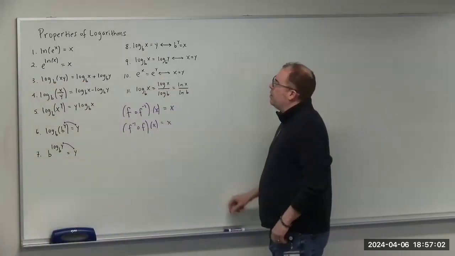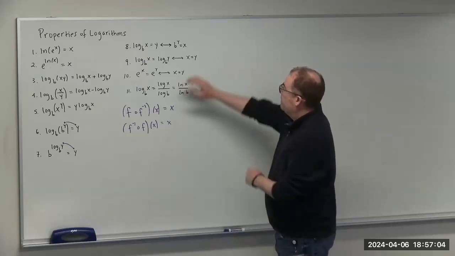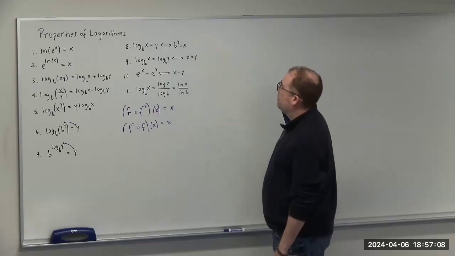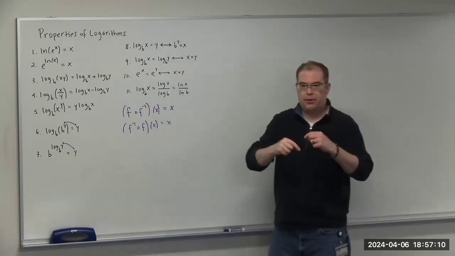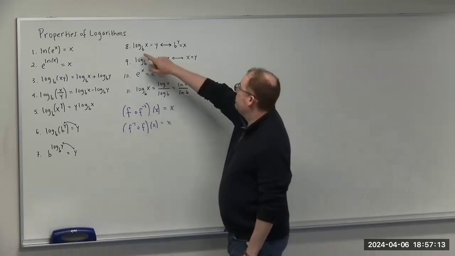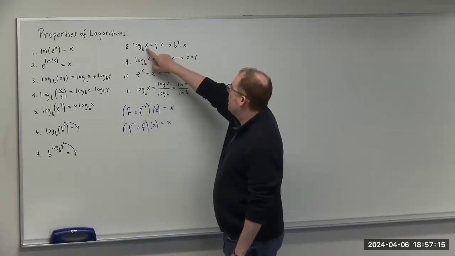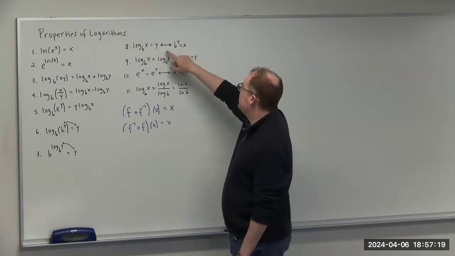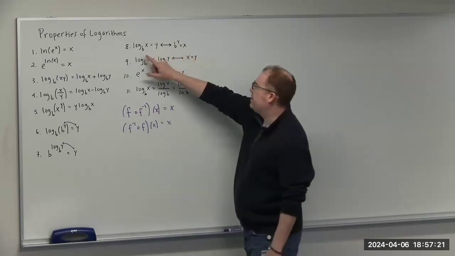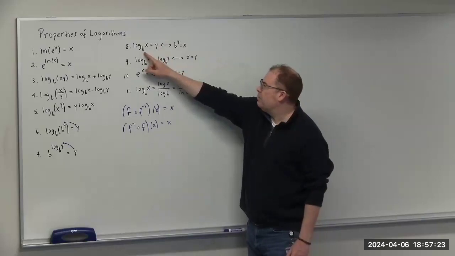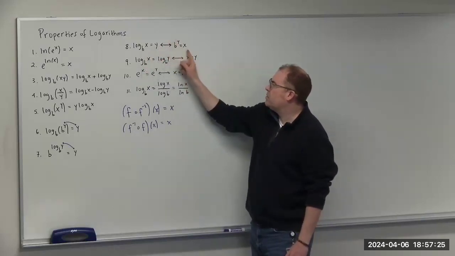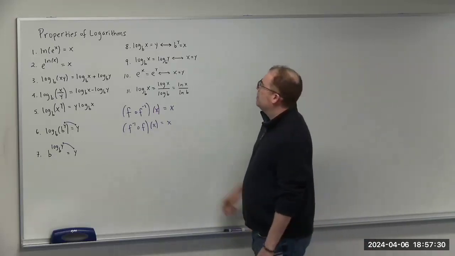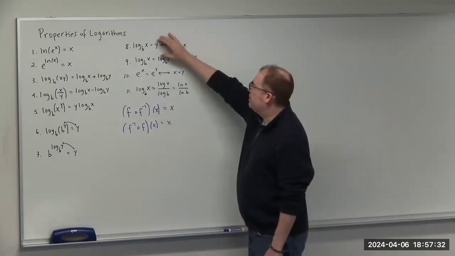Number 8, 9, and 10: basically you're given an equation and these are equivalent forms. So log x with some base b equals y just means the same thing as b raised to y equals x.